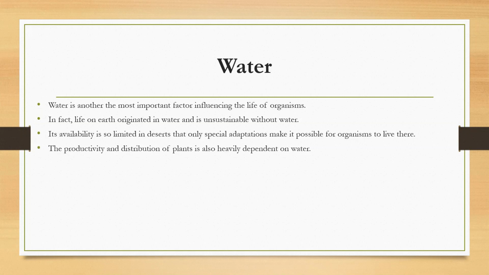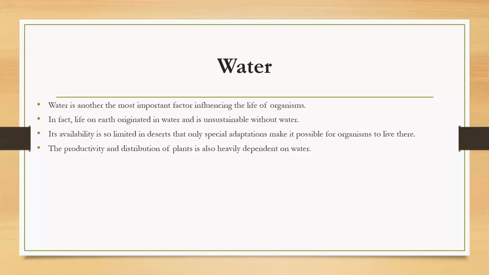The productivity and the distribution of plants is also heavily dependent on water. You know the importance of water. Water is a very important requirement during photosynthesis. Productivity is decided by the photosynthetic nature. Water acts as a source of electrons and protons during the photosynthetic reaction. Water is required for various kinds of metabolic activities. It activates enzymes, acts as a reagent, maintains body temperature, and helps as a medium for translocation. So it plays a vital role in the life of a plant, not only in the life of a plant, but in all living organisms.